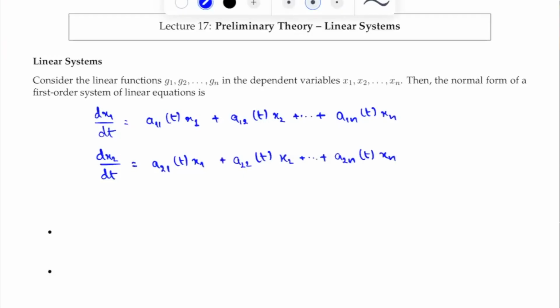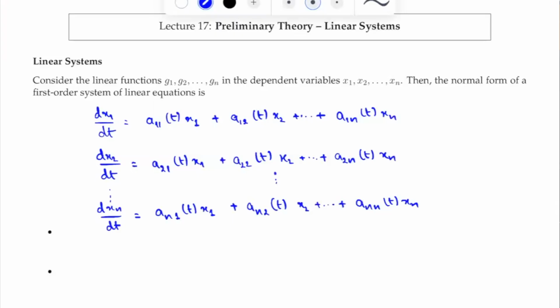So the coefficients in this case, a11, a12, and so on and so forth, can be constant, but can also be some function that depends on the independent variable. And you have n differential equations. So you have an1 of t times x1 plus an2 of t times x2 plus ann of t times xn. So you have again n different first order differential equations.